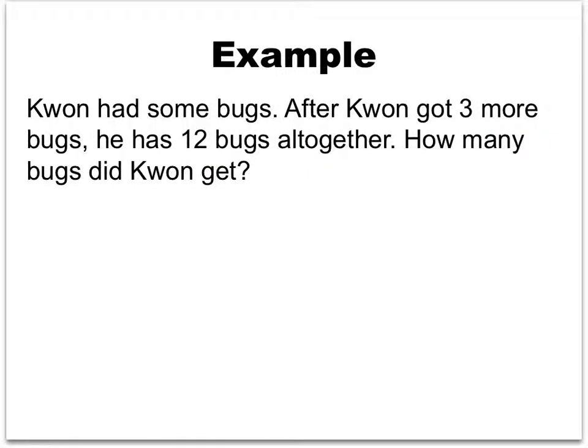We said that Quan had some bugs. We don't know how many bugs, so let's represent that with a question mark. And then he got 3 more bugs. So the word more here does mean addition, but we need to be careful about what it is we're adding. We're starting with this unknown quantity and adding 3. And then it says we have 12 bugs altogether. So here's a proper equation that solves this problem.